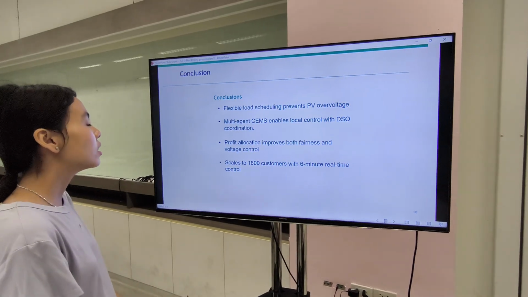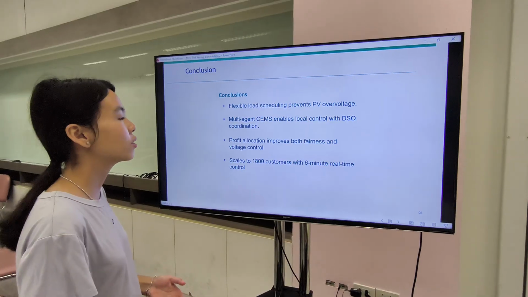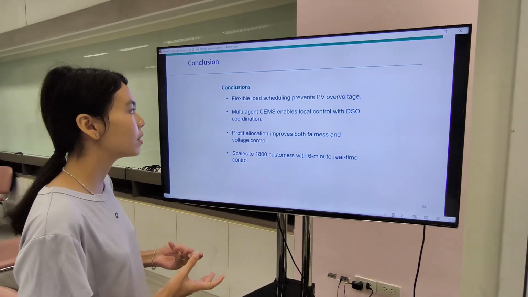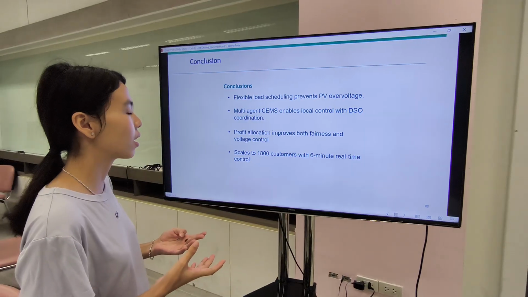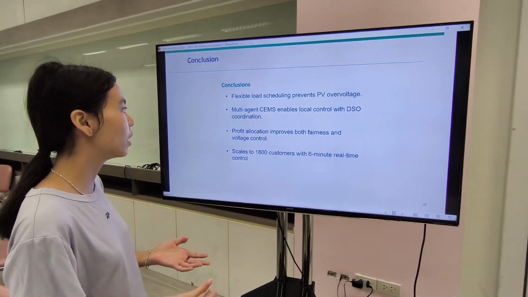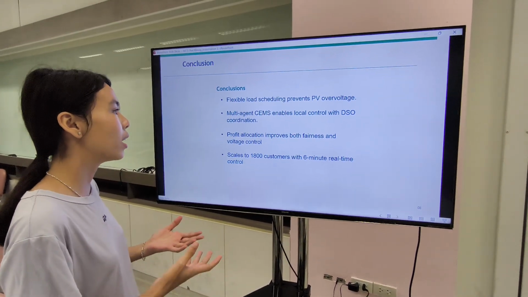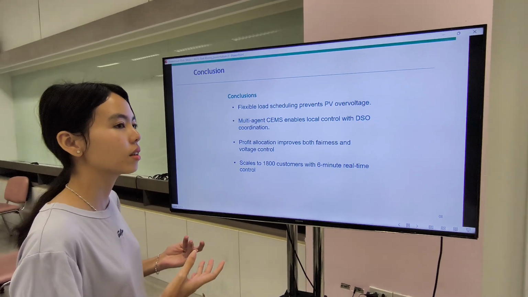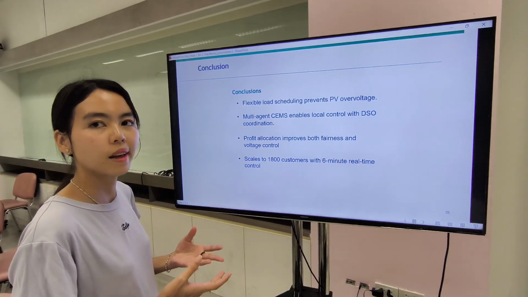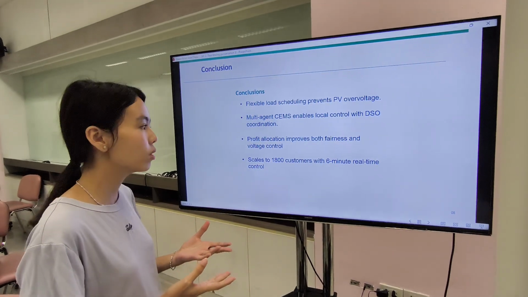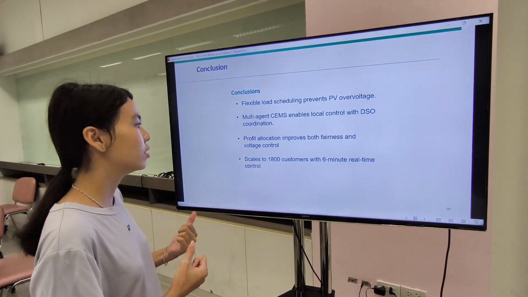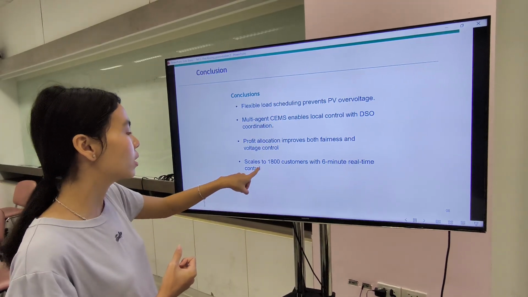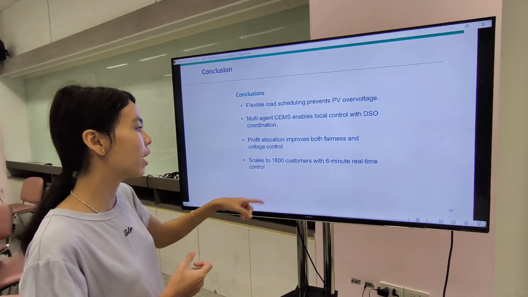So as a conclusion, the main idea is to control flexible home load to prevent PV over-voltage in a smart way, and it uses CEMS, HEMS and DSO together, and so it can remove PV curtailment and it can prevent over-voltage, and it's also suitable for a large system with 1,800 customers at a time.